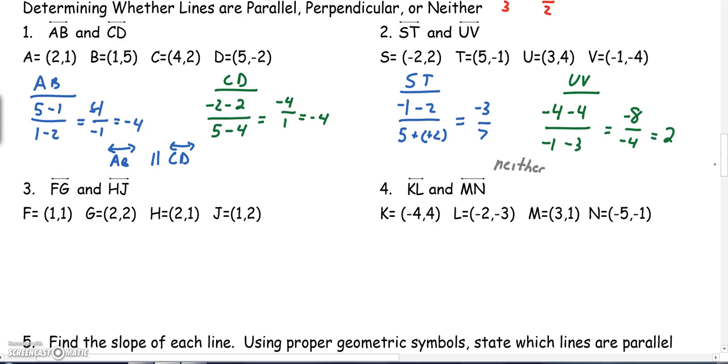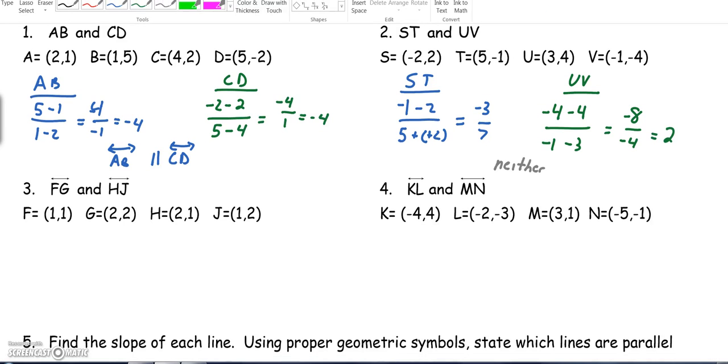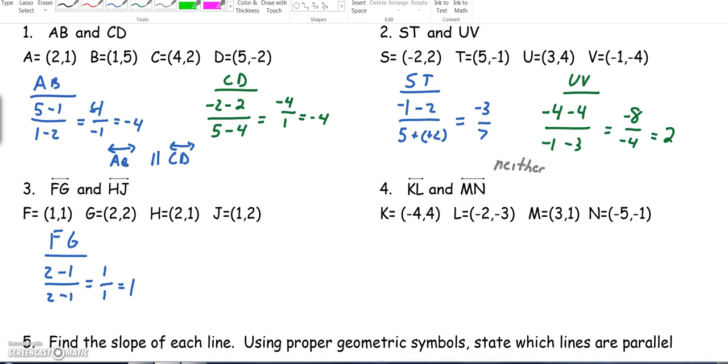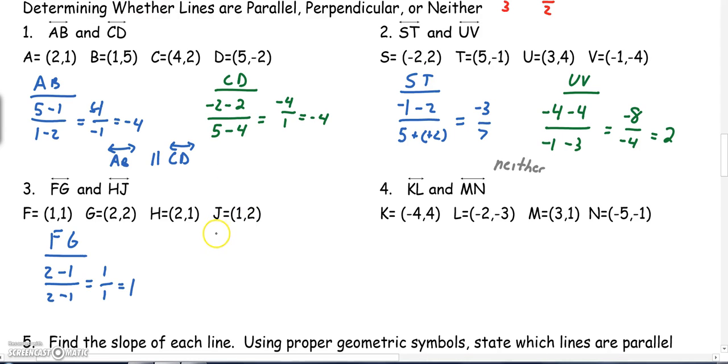Number 3, FG and HJ. So for FG, we have our slope 2 minus 1 over 2 minus 1, which reduces to 1 over 1, which is 1. Then we're going to look at HJ. So our slope for HJ is 2 minus 1 over 1 minus 2. So I get 1 over -1, which reduces to -1.